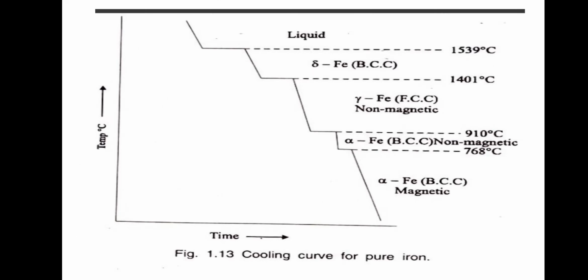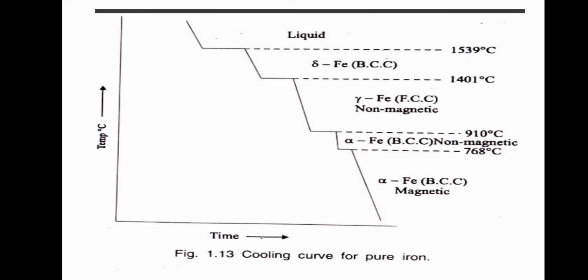So this is the cooling curve for pure iron. Above 1539 degrees Celsius, which is the melting point of iron, it is in the liquid state. When it is cooled beyond 1539 degrees Celsius, it solidifies, and first it has a BCC crystal structure. It is called delta iron. When it is cooled beyond 1409 degrees Celsius, it becomes gamma iron, that is, it has an FCC crystal structure and it is non-magnetic.